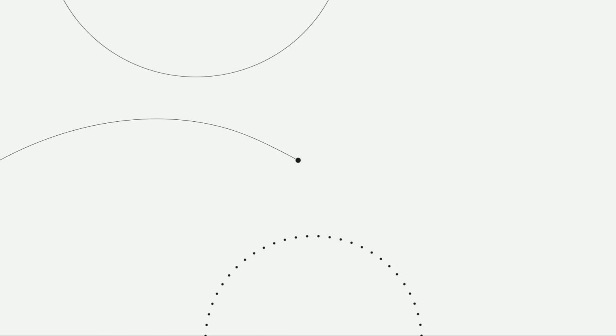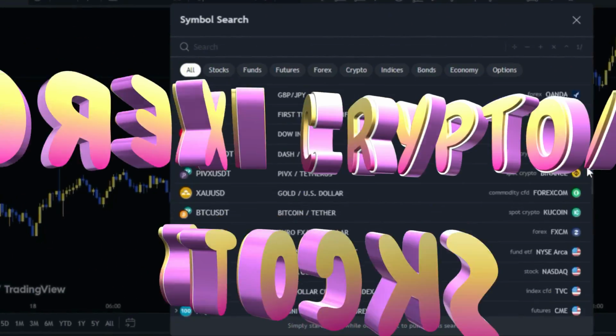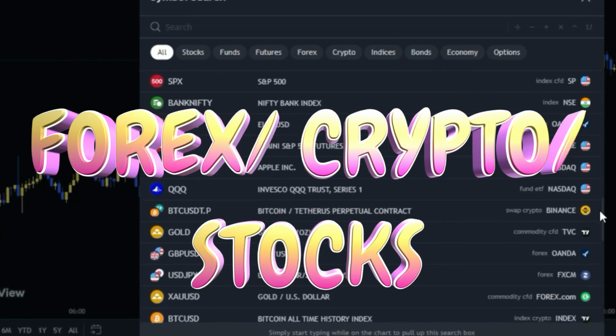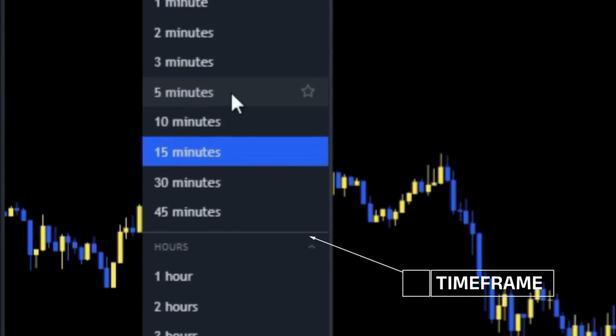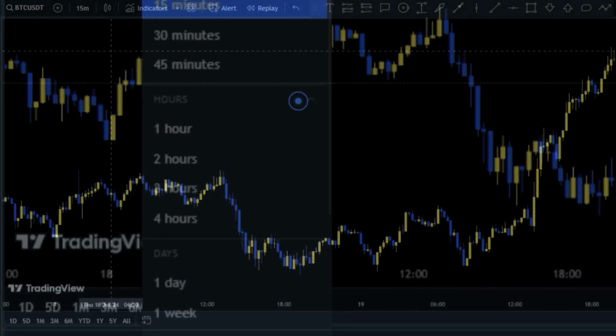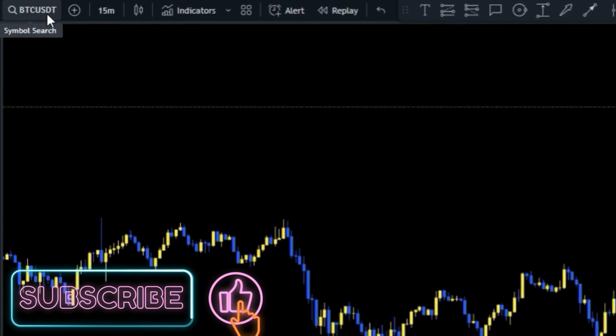First, go to TradingView.com and select the chart of your choice, Forex, crypto or stocks. It doesn't matter which one. Then choose a time frame. For the example, I'll be using the 15-minute time frame on the Bitcoin chart.